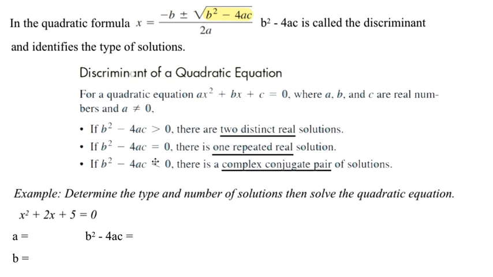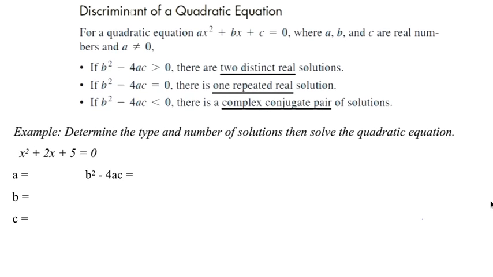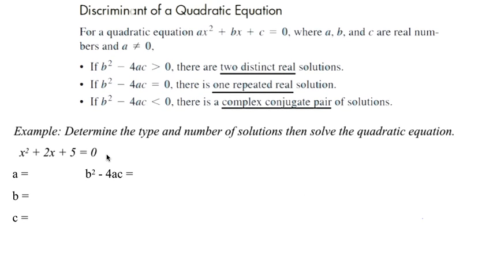If it's less than 0, meaning you get a negative number under that radical, then you have complex conjugate pair solutions. You have two complex or two imaginary solutions. So that discriminant helps us identify what kind of solutions we have. So let's do a quick example.